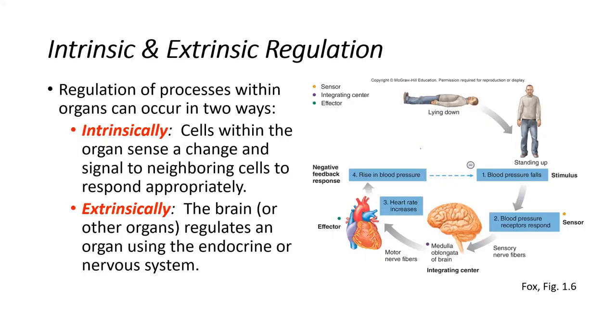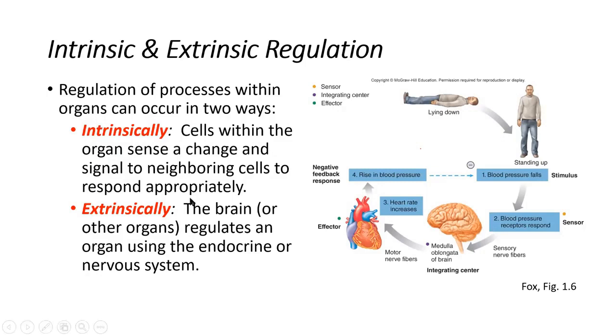We have intrinsic regulation. This is where the cells of a specific organ sense a change and respond to that change right away. So it's going to happen at a local level. It's not going to involve the brain. It's not going to involve the integrating centers. It's going to be a change that is detected within the heart, as an example. And then the cells of the heart will do something different to correct that change or send signals to their neighboring cells to respond accordingly. So it's happening locally, and hence we use the term intrinsic regulation.